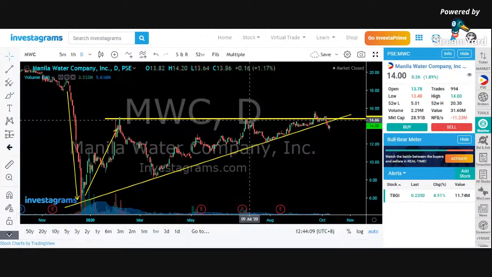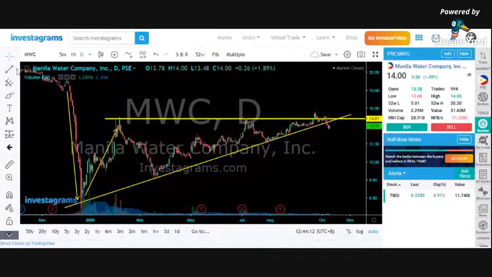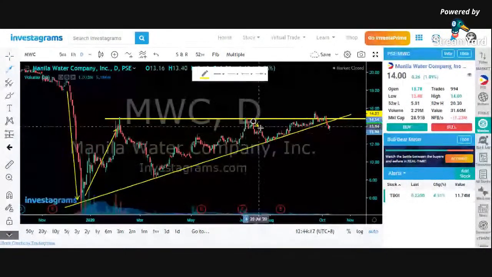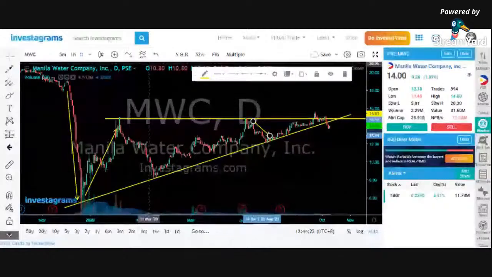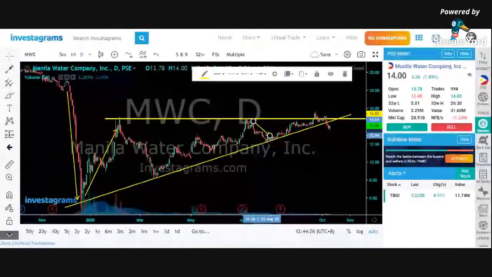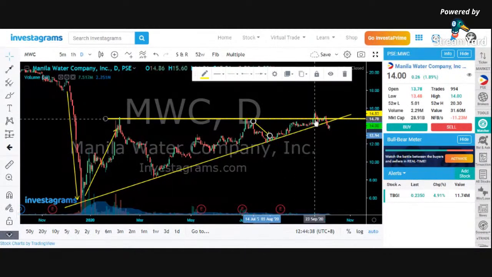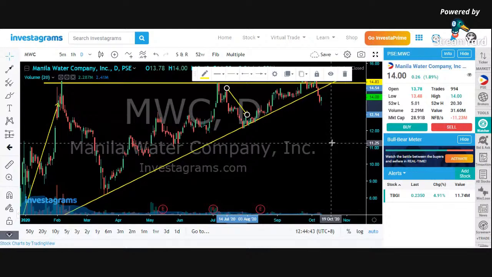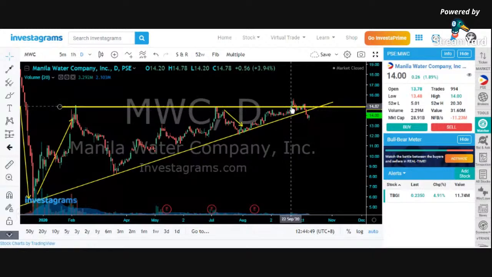Now, again, the price is going down to the support. Look at the support here. This inclined support. Now, the support is holding again. Okay? Nag-hold ulit yung support. And then, the price is going up and hitting this resistance again. This is the third time. Okay? This is the third time this area was hit by the price.